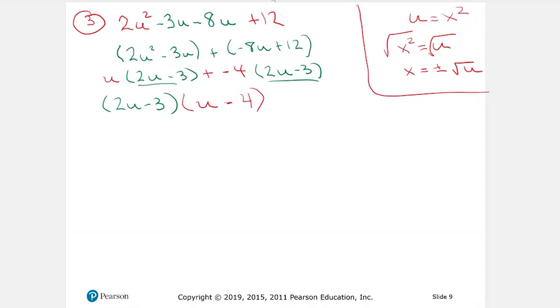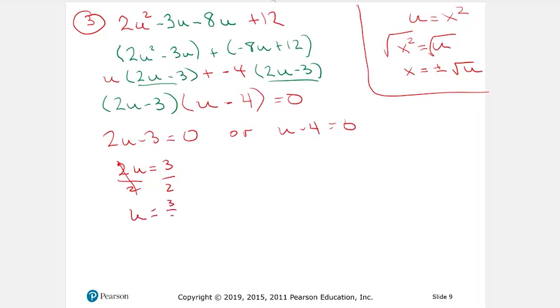So I have, and this equals 0, so I have 2u minus 3 equals 0, or u minus 4 equals 0, which gives me, I add 3 to both sides, I get 2u equals 3, divide both sides by 2, and I get u equals 3/2. That's one solution. Or I add 4 to both sides and I get u equals 4. Okay? But I don't care what u equals. I want to know what x equals.